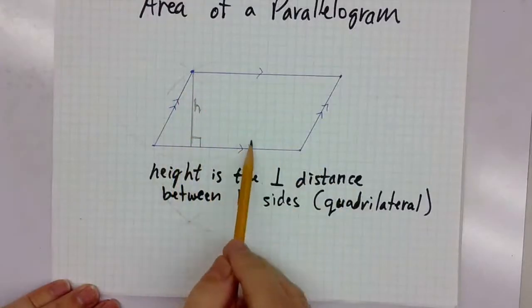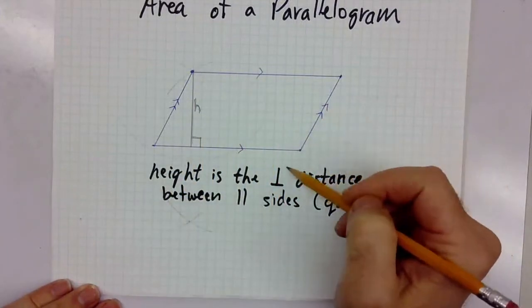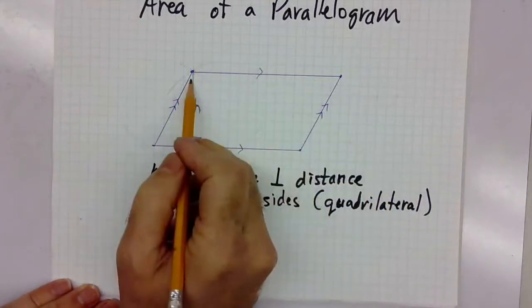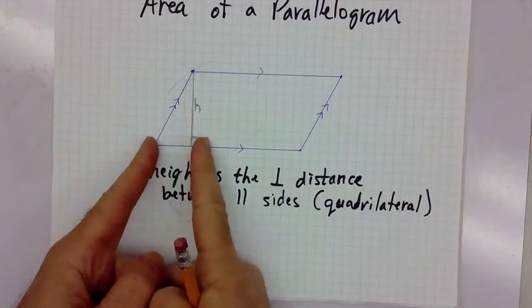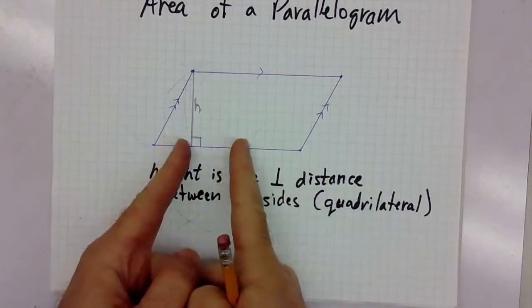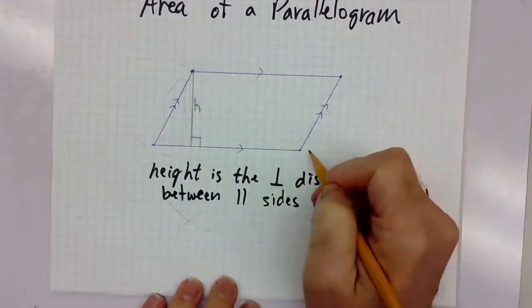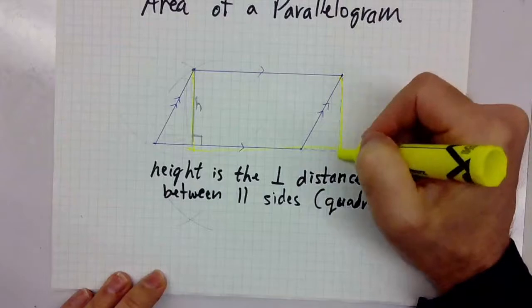If I wanted to count these squares, I would get frustrated because there's lots of partial squares in here. But let's reconstruct this parallelogram. Does everybody see this right triangle here? If I translate this right triangle over to here, or if I took a pair of scissors and cut this off and pasted it over here, that would give me a rectangle.